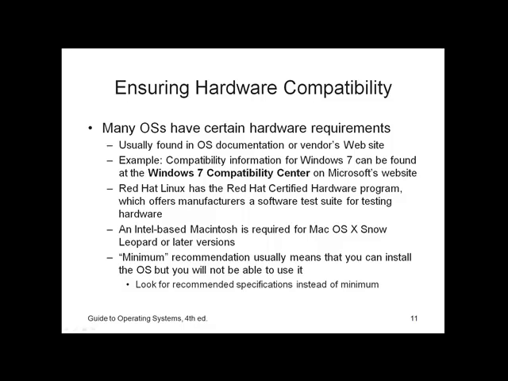And the minimum recommendation usually means that you can install the operating system, but don't anticipate being able to use it very well. You're going to always want to look for the recommended specifications instead of the minimum specifications, and go with at least the recommended specifications or something even a lot higher, particularly when it comes to the RAM, the bus size, and the hard drive.